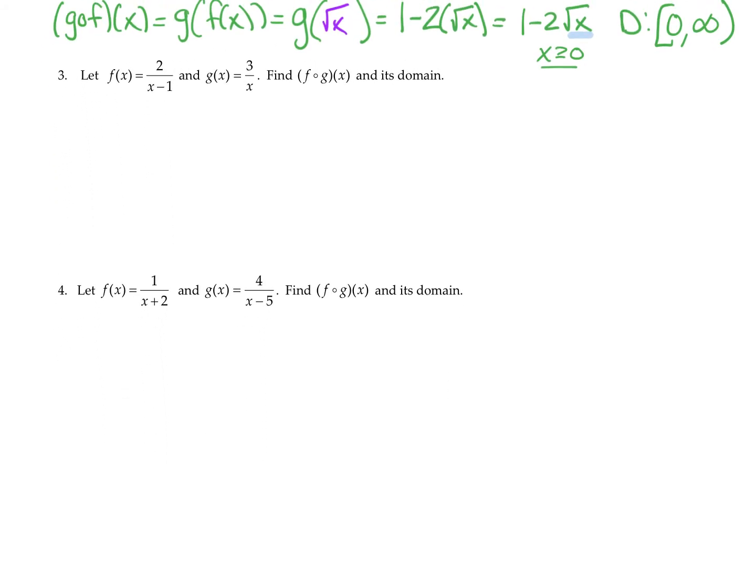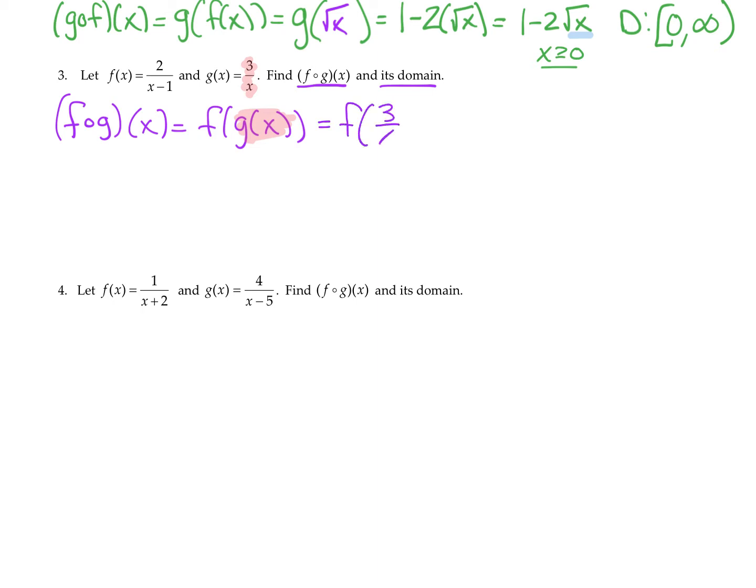So I'm just going to find f of g and its domain. So f of g of x means I'm going to substitute g of x, which is just 3 over x, into f. So I'm going to have f of 3 over x, meaning 3 over x is going to go in for this x. So 2 over 3 over x minus 1.